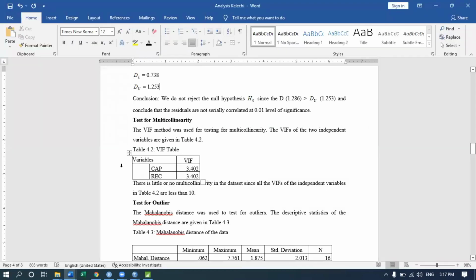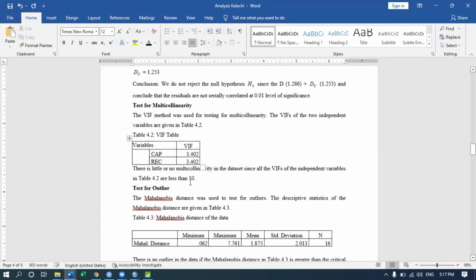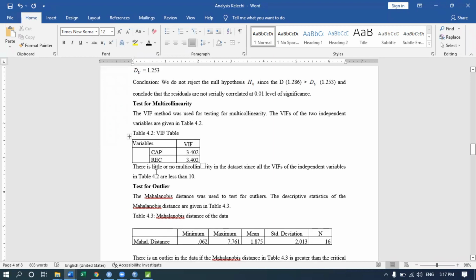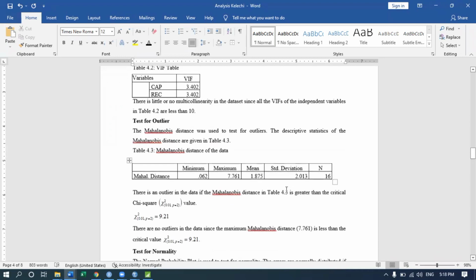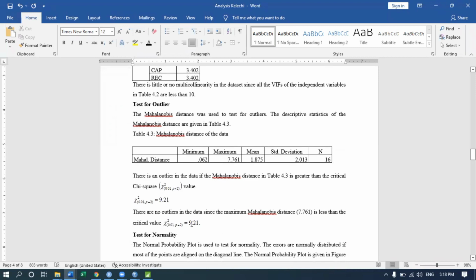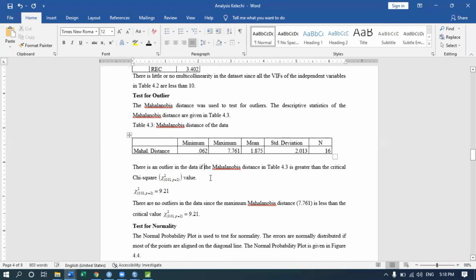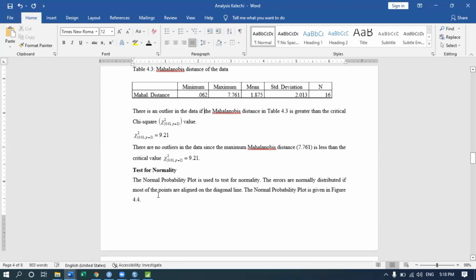Remember, I told you I don't arrange my table this way. This was an urgent work, so that's why I gave it to him like this. So there is little or no multicollinearity. Why? Because the VIFs are all less than 10. Then he tests for outliers. I used Mahalanobis distance. Mahalanobis distance told me there is no outlier. The box plot was telling us there's an outlier, so I used Mahalanobis distance.